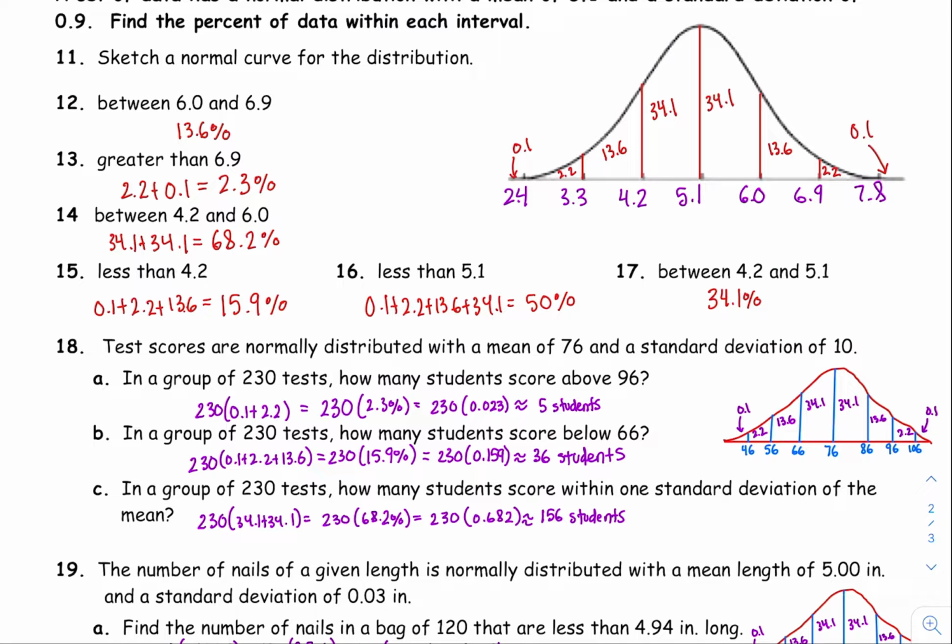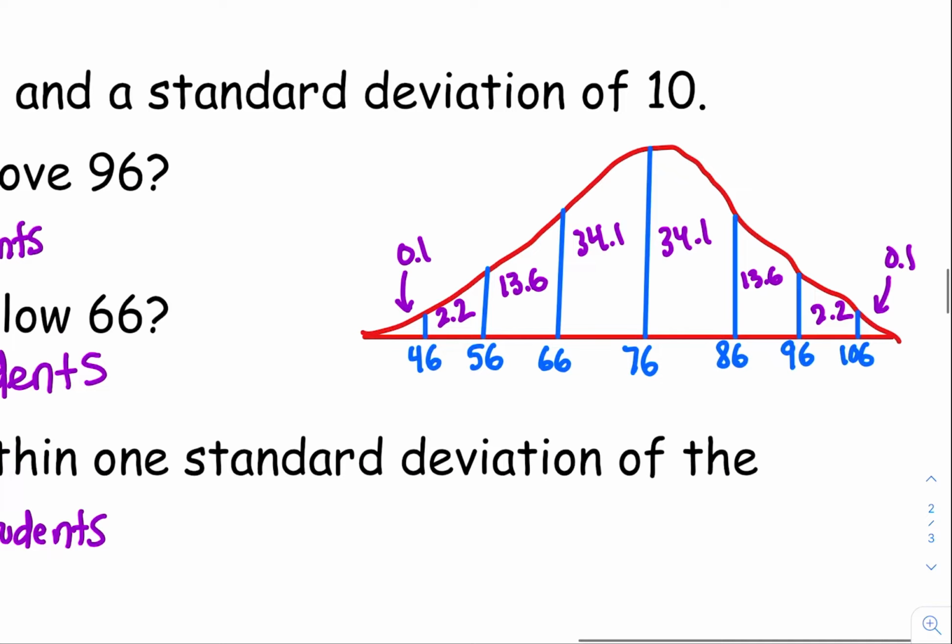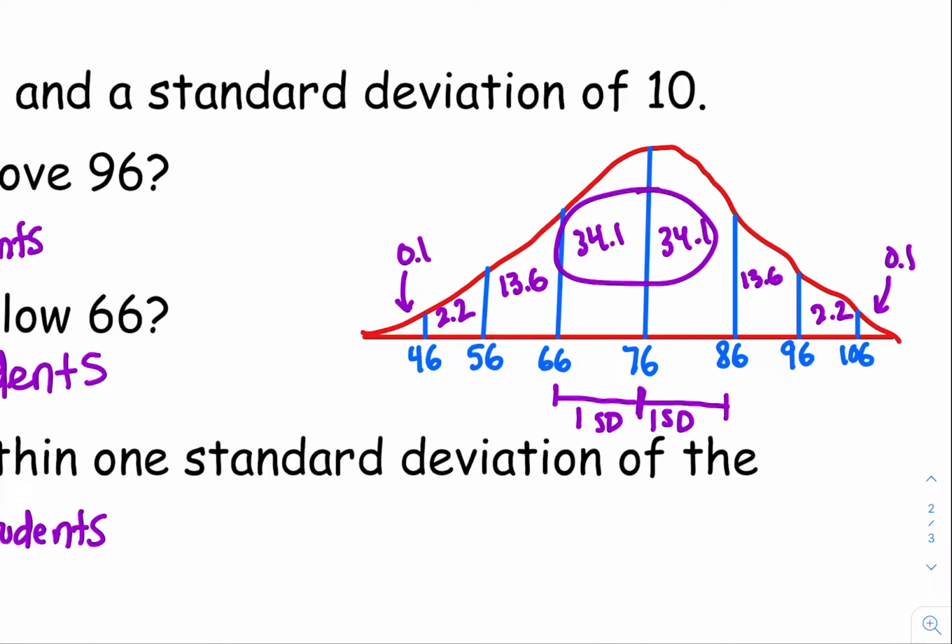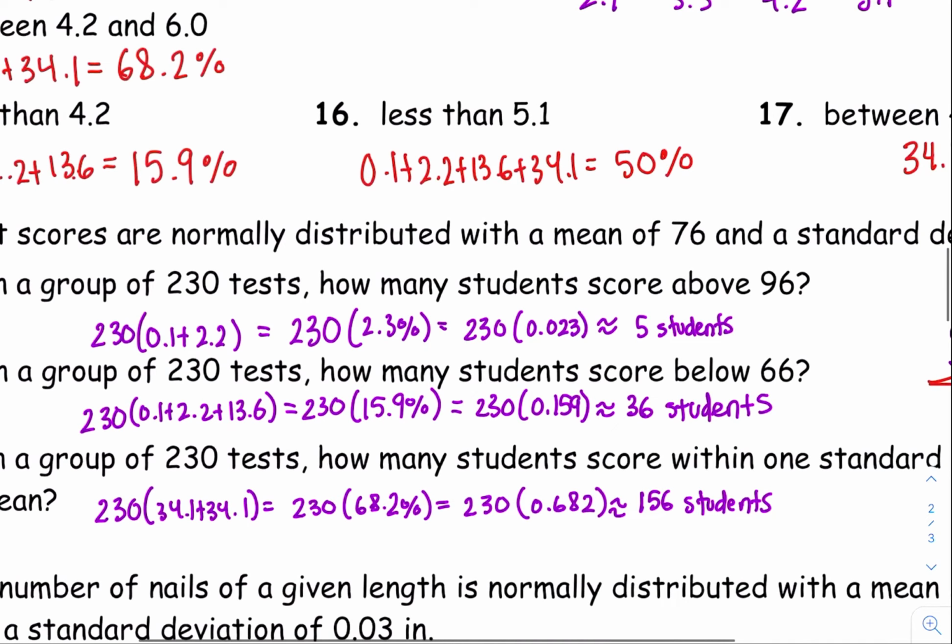And then for the last one, how many students score within 1 standard deviation of the mean? So within 1 standard deviation, you guys, so here's the mean. 1 standard deviation is this way, and 1 standard deviation is this way. So that means it's this percentage, right? So that's 68.2. So 230 times 68.2, which is 230 times 0.682, which is 156 students around.